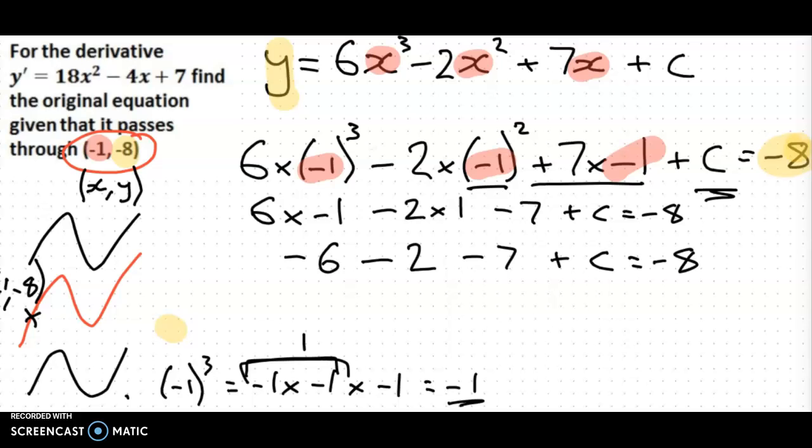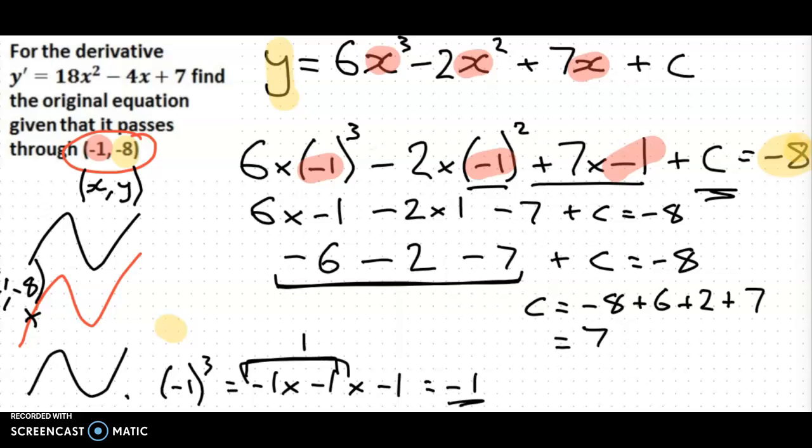We could do this two ways. We could add all those together first, or what I like to do is just go c equals -8. Then all of these are going to come to the other side, so it's going to be +6, +2, +7. And we've got that in our calculator. Add that all together, so c equals 7. Just going to rub that out.